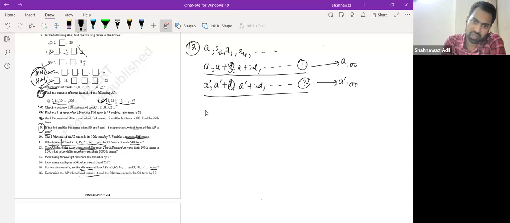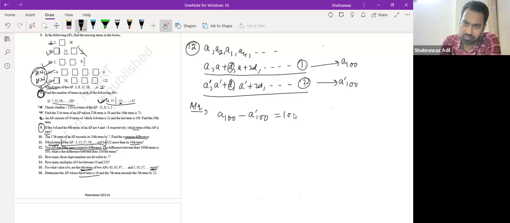Okay, now we can use that information. So the difference between their 100th term would be what? A100 minus A prime 100, and this is 100. First, let us write that information, then apply those formulas, right? So did you guys understand this part, Tejasvi and Meera? Yes, sir.